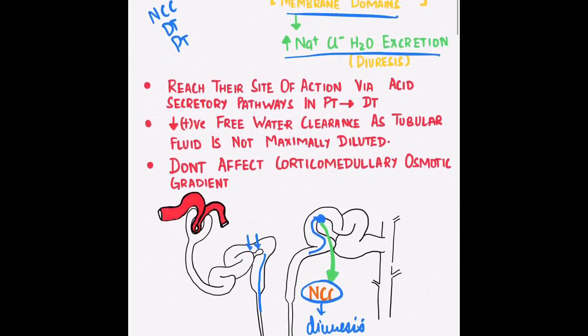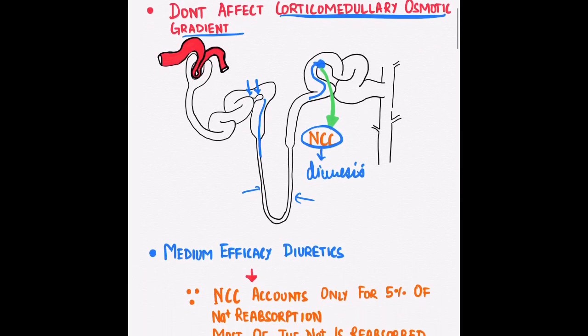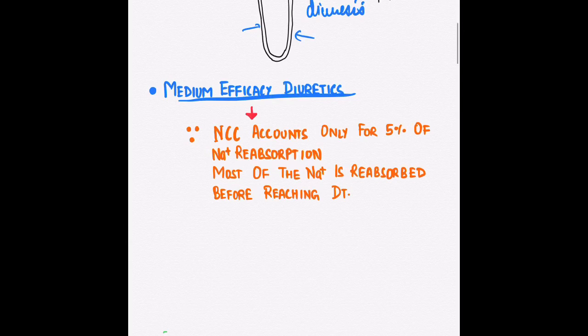By blocking this sodium chloride cotransporter, the thiazides also reduce the positive free water clearance as the tubular fluid is not maximally diluted. We will learn about the concept of free water clearance in the part where we will talk about the uses of thiazide group of drugs. Thiazides also do not affect the corticomedullary osmotic gradient as they do not act on any part of the loop of Henle.